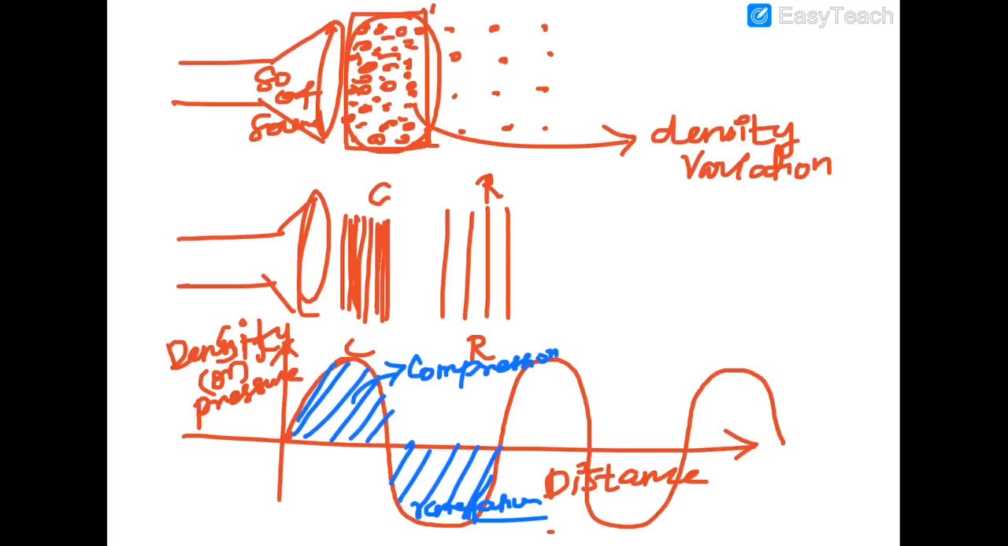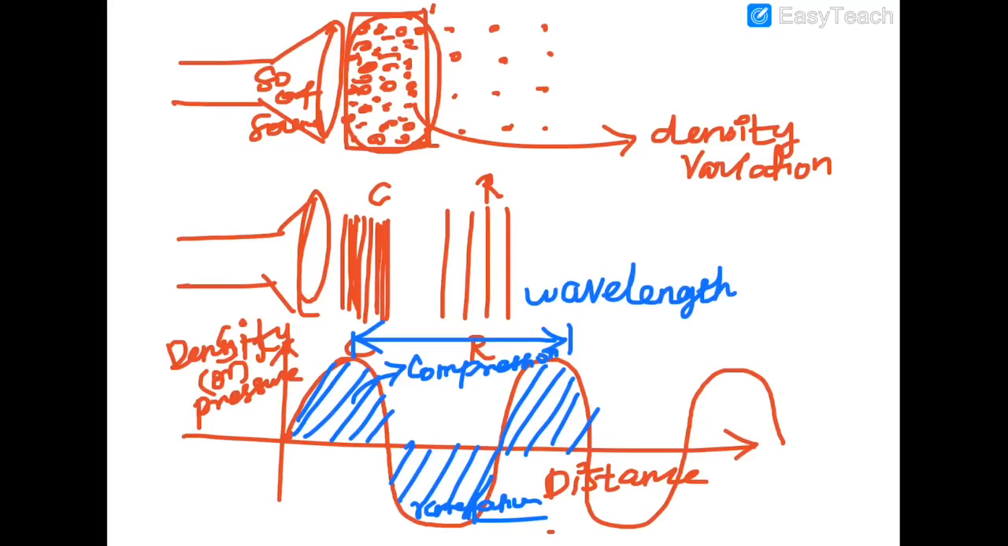So here, this is called compression. From here to here, this is called wavelength. That means it is the distance between two consecutive compressions or two consecutive rarefactions. I will write here, this is called wavelength, and wavelength is represented by lambda.